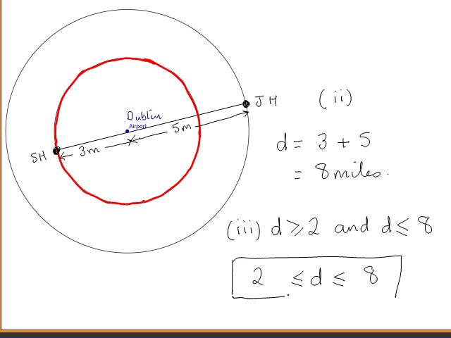Now this is a combined inequality. It has two inequality symbols.